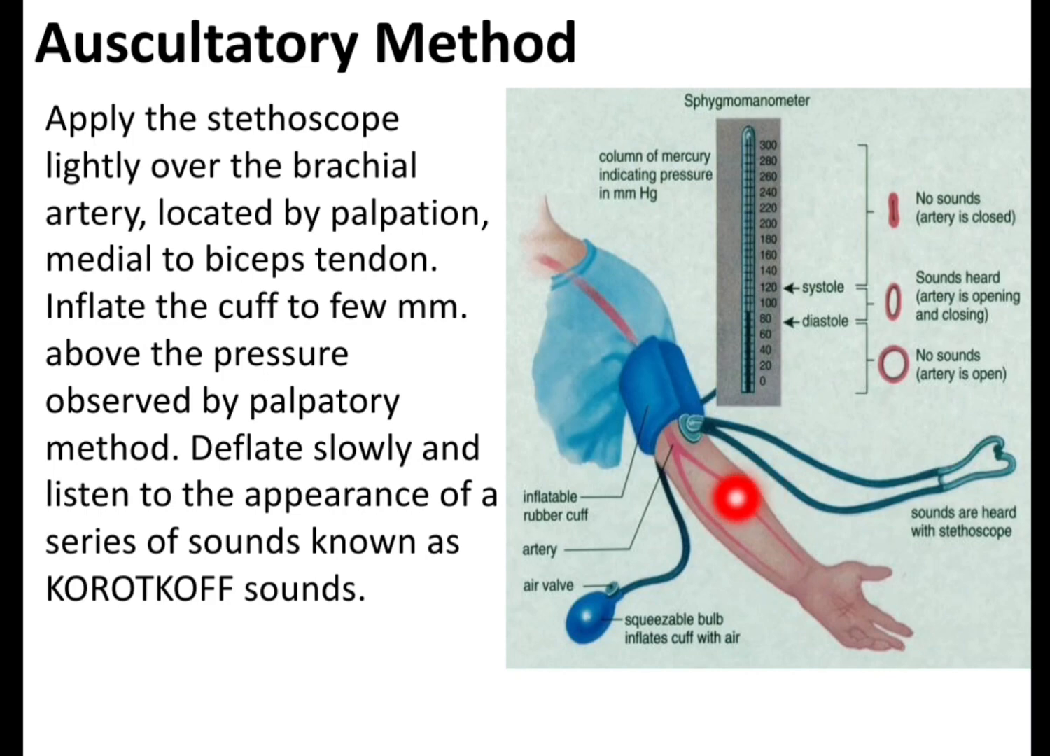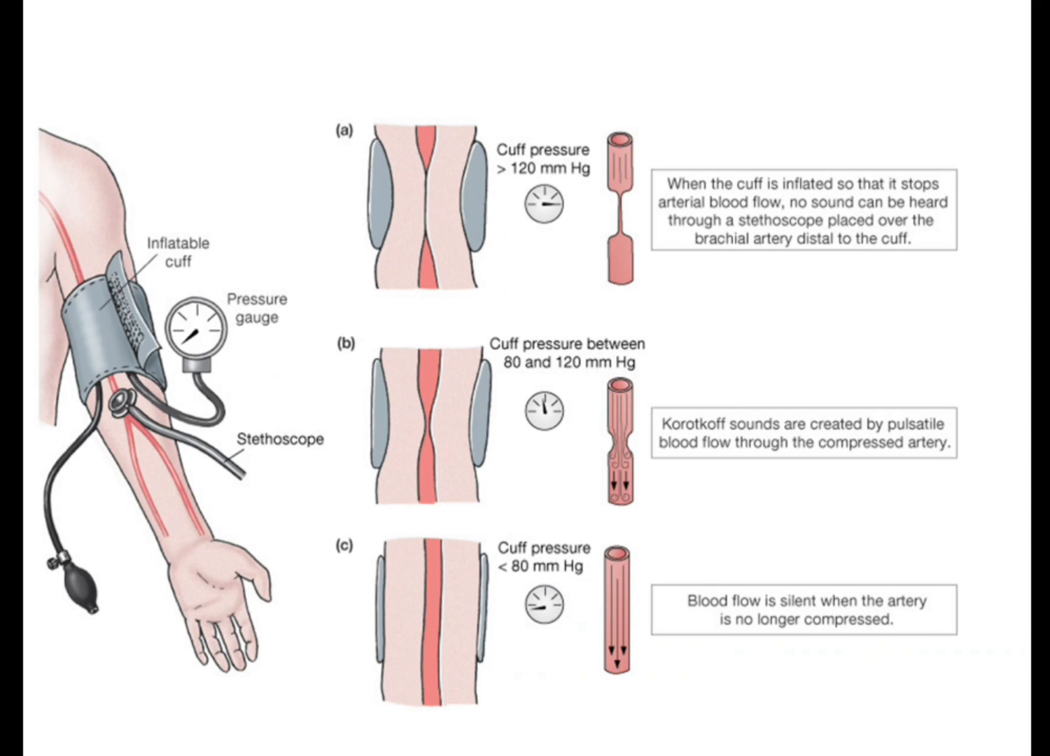Deflate slowly and listen to the appearance of a series of sounds known as Korotkoff sounds. So see the boxes on the right side. When the cuff is inflated so that it stops arterial blood flow, no sound can be heard through a stethoscope placed over the brachial artery distal to the cuff. Korotkoff sounds are created by pulsatile blood flow through the compressed artery. Blood flow is silent when the artery is no longer compressed.